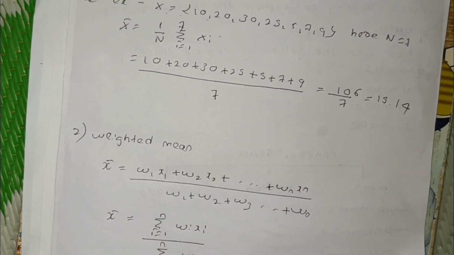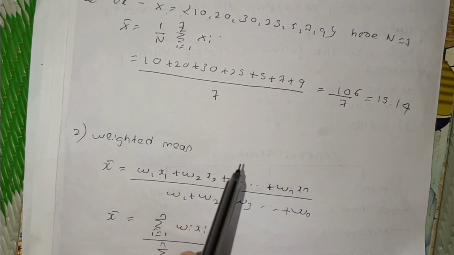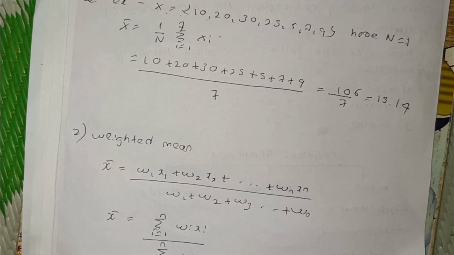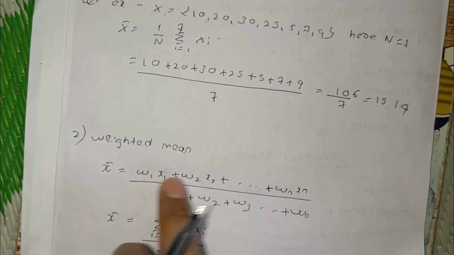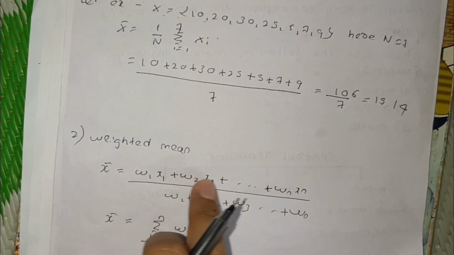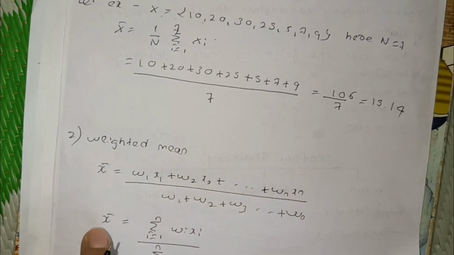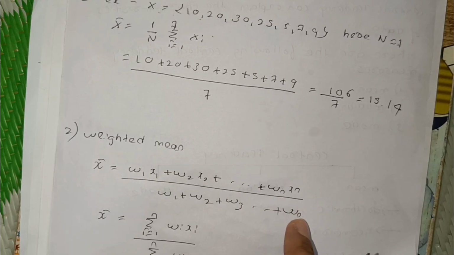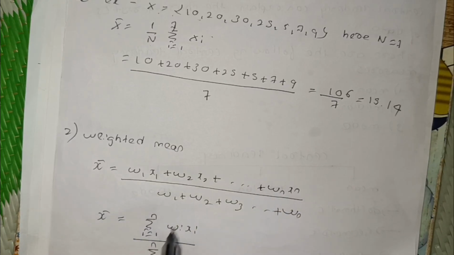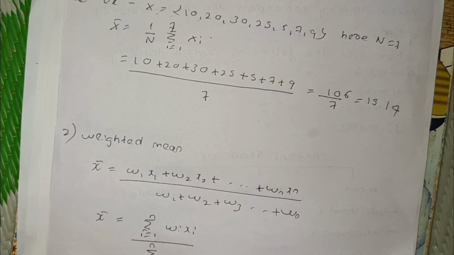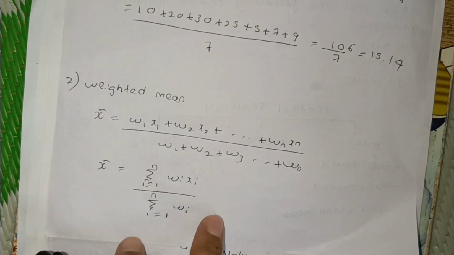Weighted mean. In the case of arithmetic mean, all the elements will be given equal priority, but in the weighted mean, different importance will be given to different data points. The following formula is used to calculate the weighted mean: x bar equal to w1 x1 plus w2 x2 and so on up to wn xn divided by the total of the weights w1, w2, w3 and so on up to wn. It can be also written like this: summation of i equal to 1 to n wi xi divided by summation of i equal to 1 to n wi.